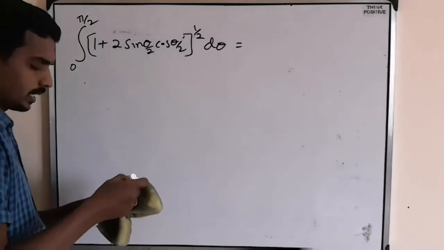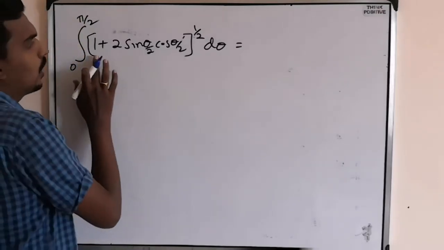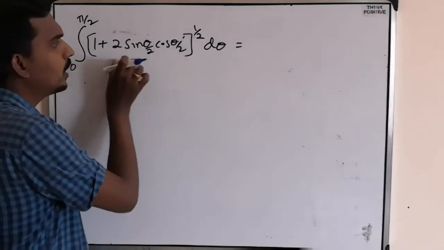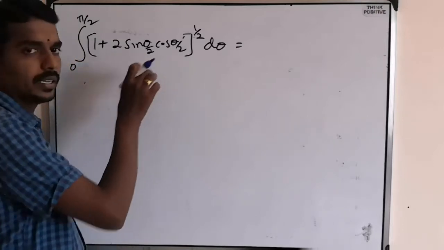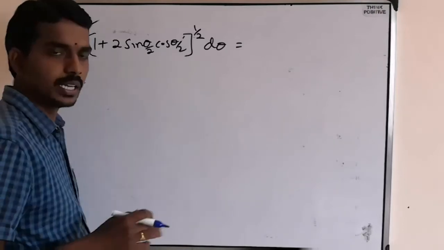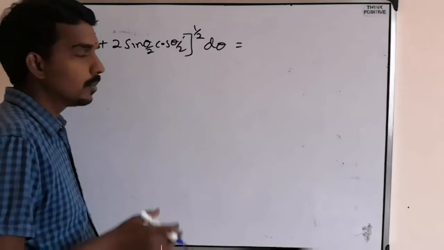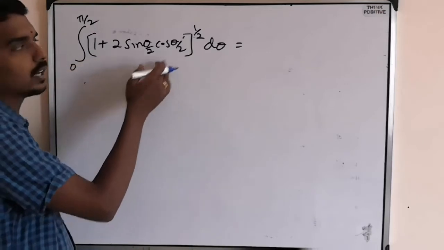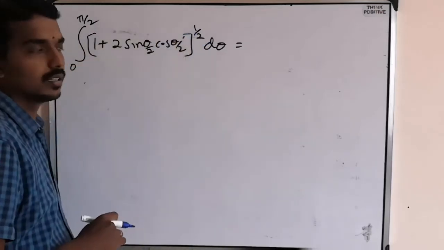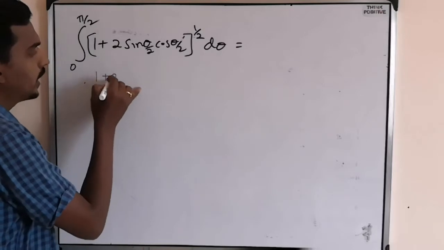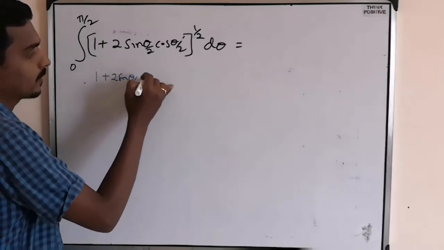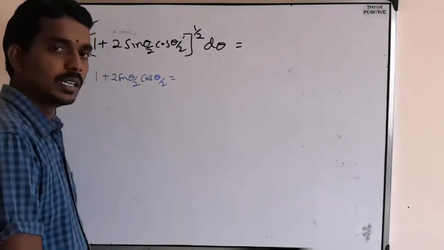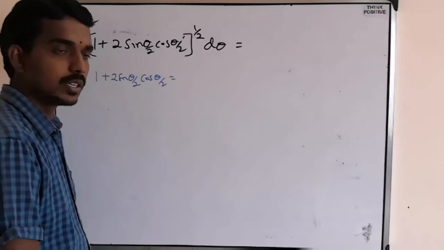So let's see. Here we have 1 plus 2 sin theta by 2 cos theta by 2, power 1 by 2. But we don't have any formula in integration for this. We have formulas for sin and cos, but not for sin and cos together. And you cannot write them separately either, because it is under a root. So you should get the idea in this way. This purely depends upon your way of thinking and approaching the question.